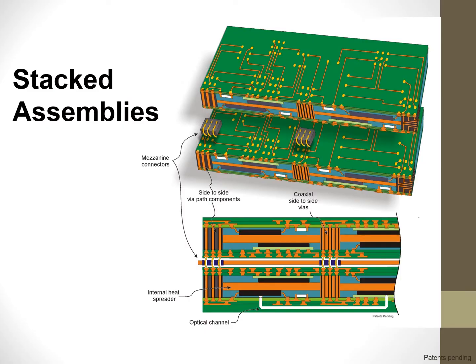So here's some stacked assemblies, and if you look at the cross section on the bottom, there's a potential for being able to put optical channels directly into the assembly, and then create interconnections, vertical interconnections, including a mezzanine connector for these assemblies. So there's a significant amount of advantage potential that could be explored for these types of assemblies on into the future.